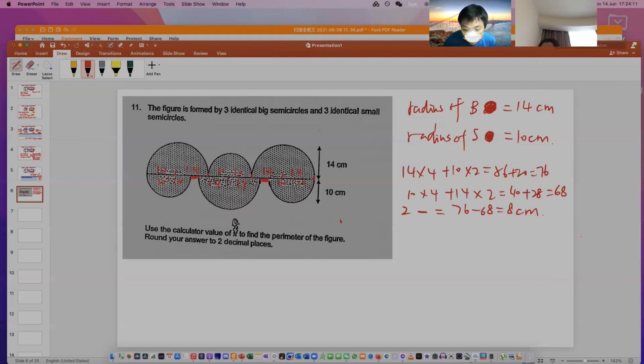You have to unmute yourself before answering. Do you get 8 cm or not? Yeah. Okay, so you get 8 cm.